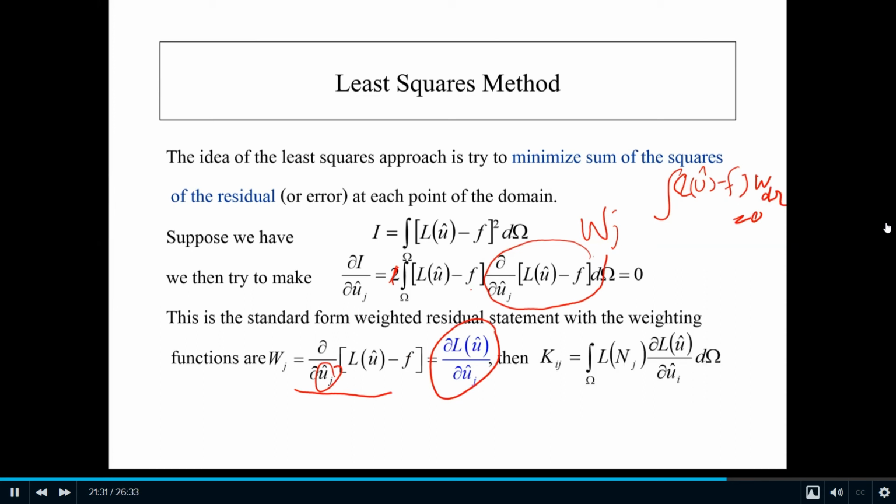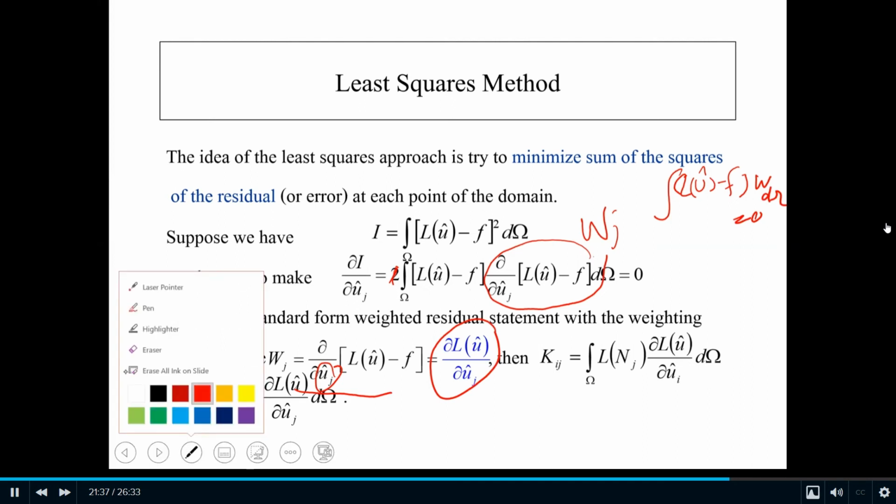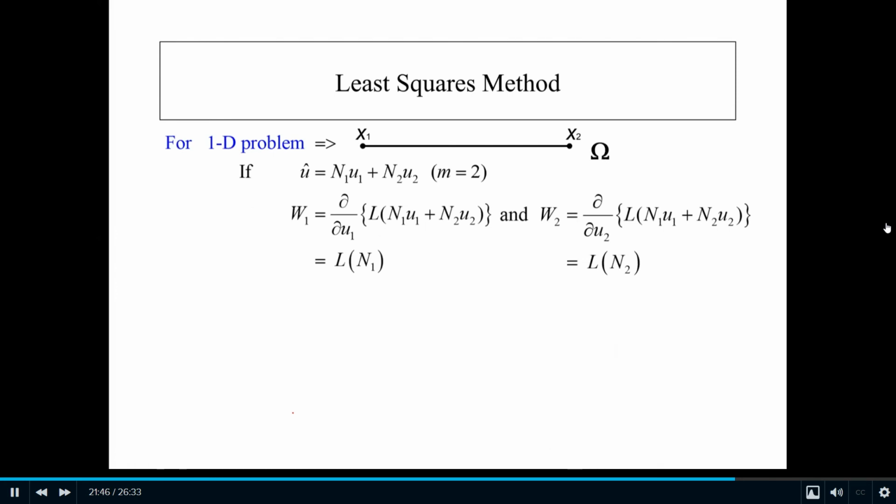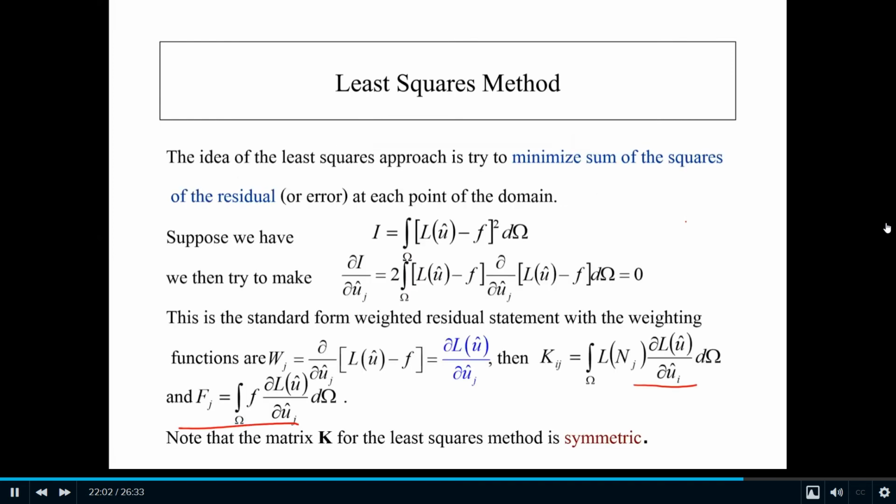In this case, your K matrix and F matrix will look like this, which gives you a symmetric system actually. We can look at the example here. Over the whole domain you pick point x1 and point x2. You use two terms. Weight function number 1 would be like this, and W2 would be like this.